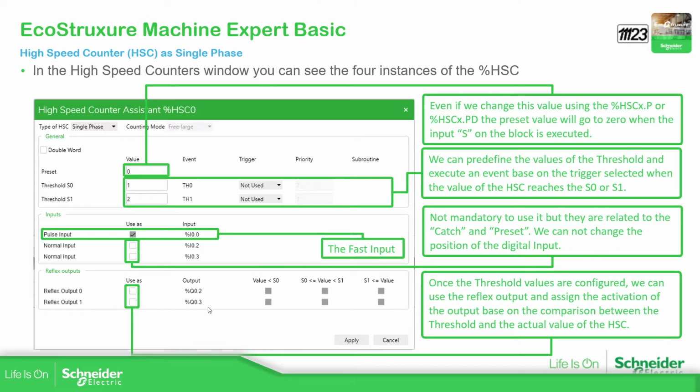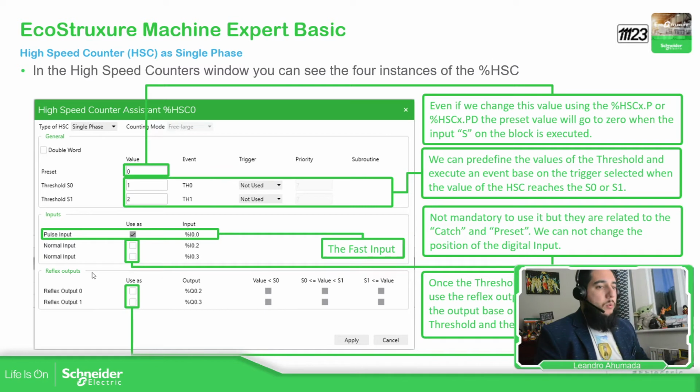Another functionality that we have in the single phase is the reflex output. The reflex outputs are very important because they compare, in the hardware, the actual value of the high-speed counter with the condition you want to trigger. So when the high-speed counter reaches one of these conditions that we have over here, you can directly execute the output, which is good.